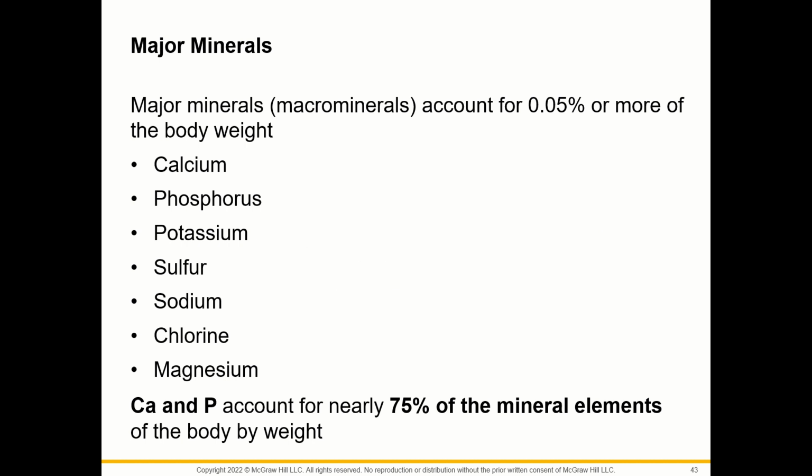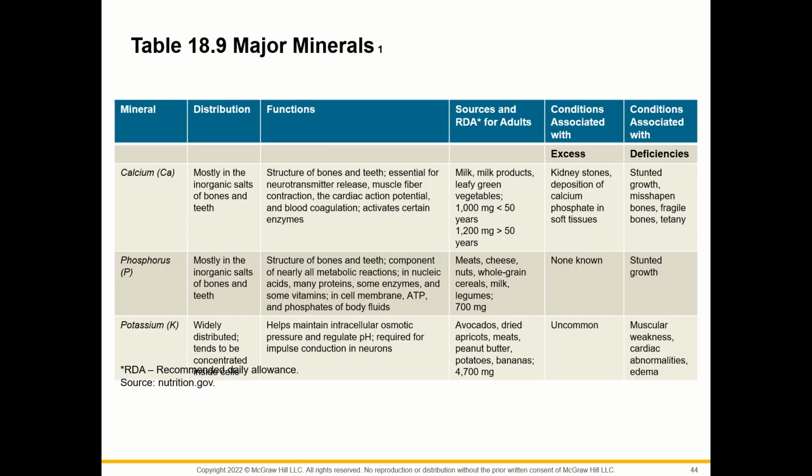There are major minerals in the body called macrominerals that account for 0.05% or more of the body weight, and they include calcium, phosphorus, potassium, sulfur, sodium, chlorine, and magnesium. Calcium and phosphorus account for nearly 75% of the mineral elements of the body by weight because they are found in the skeleton as hydroxyapatite crystals. Table 18.9 lists the major minerals for your review.